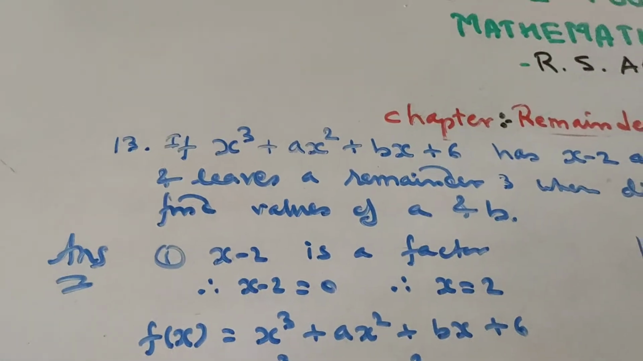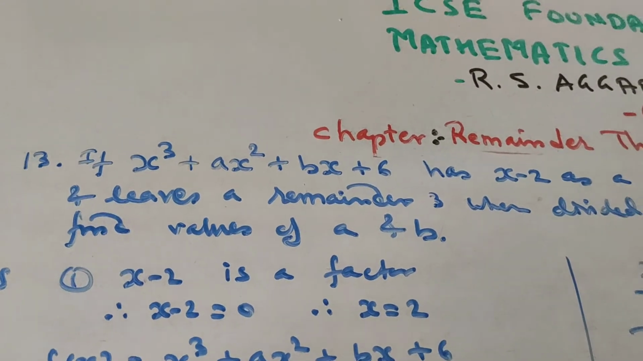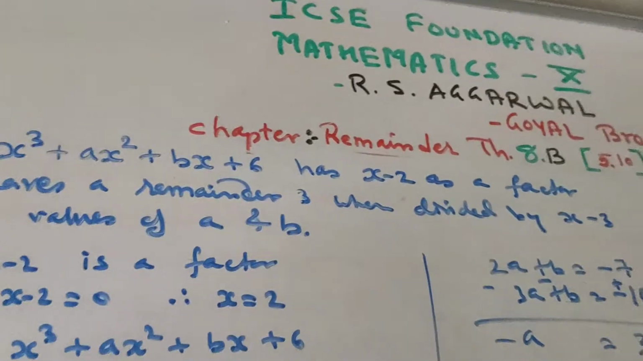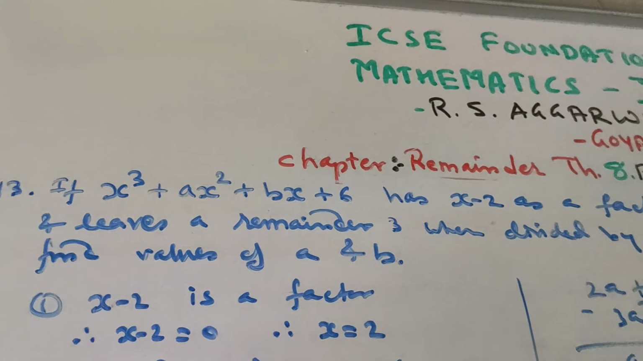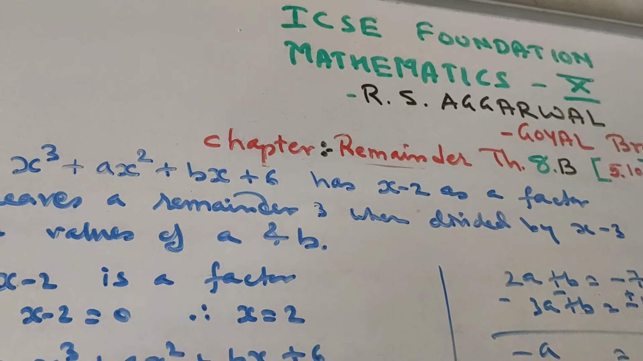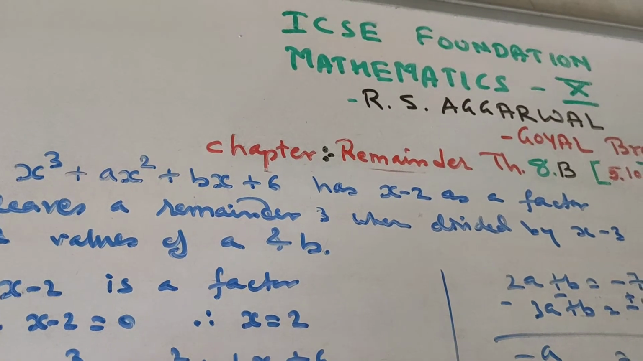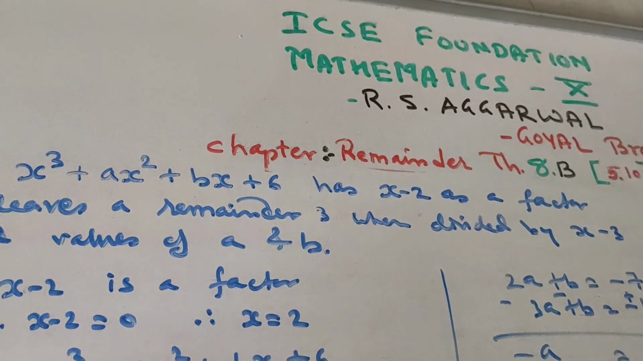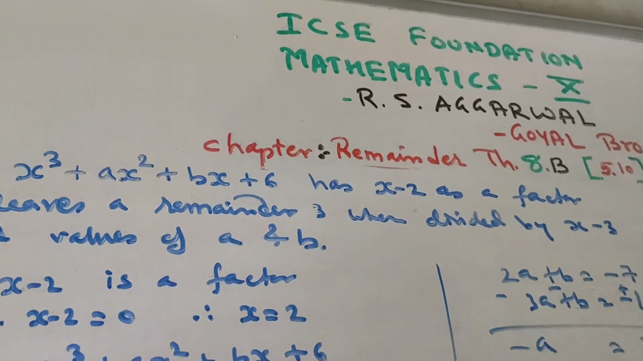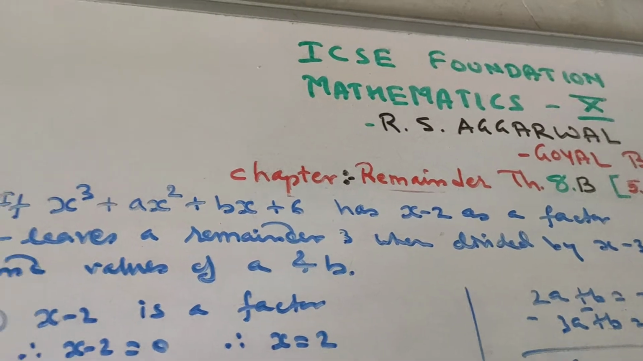So sum number 13, if x cube plus ax square plus bx plus 6 has x minus 2 as a factor and leaves a remainder 3 when divided by x minus 3. So that means you have two cases. First case is x minus 2 is a factor, and second case is x minus 3 is not a factor but the remainder is 3. So when it is divided by x minus 3, it leaves a remainder 3.